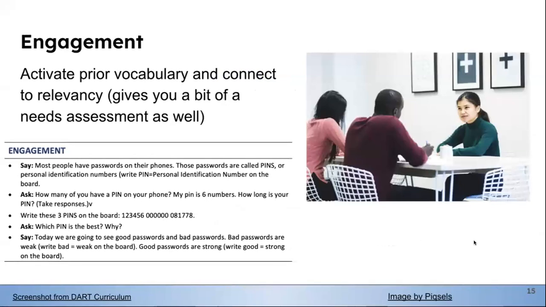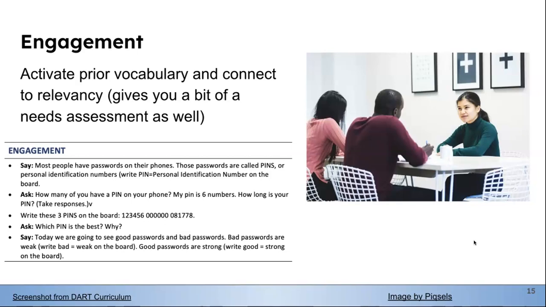In this first E, which is kind of like their warm-up or introduction, we are activating prior vocabulary and connecting to relevancy. We know that when we're teaching adults and with andragogy, it's very important that our learners understand why they are learning to do something. Also, as kind of a bonus, this gives you a little bit of a needs assessment. So you start to see where they are and what support they're going to need along the way in order to reach success in the objective.